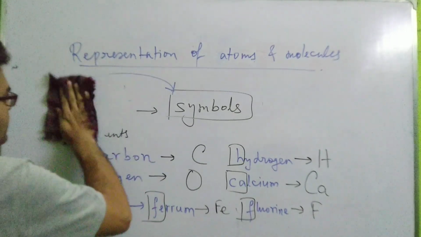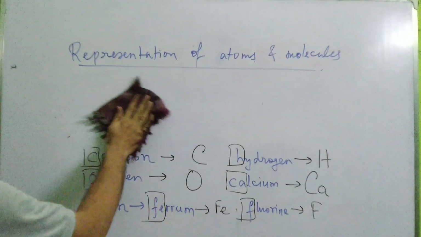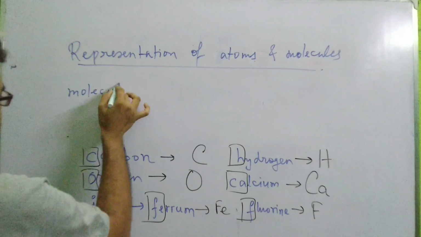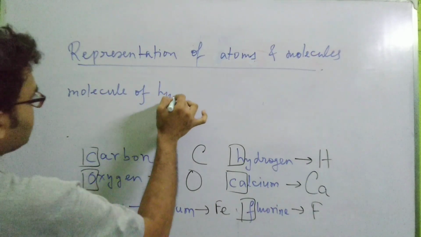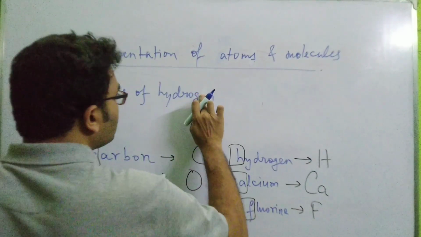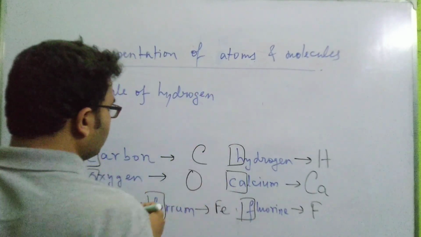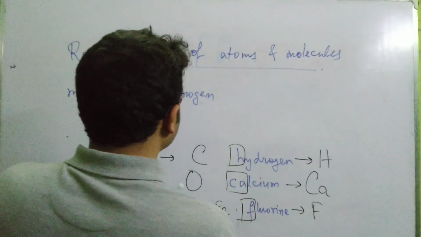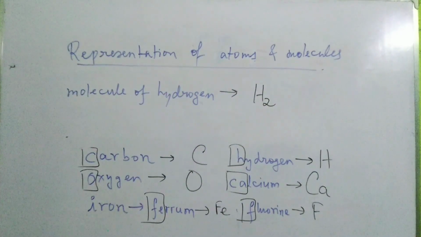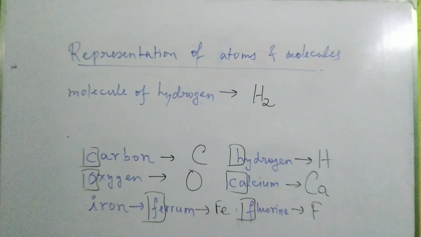So now remember this. A molecule of hydrogen will be represented by the formula H2. Why H2? Because two atoms of hydrogen combine to form one molecule of hydrogen. So the molecular formula of hydrogen will be H2. Now, why are two atoms of hydrogen combining to form one hydrogen molecule? We will be discussing this in a later class, when we discuss bonding.